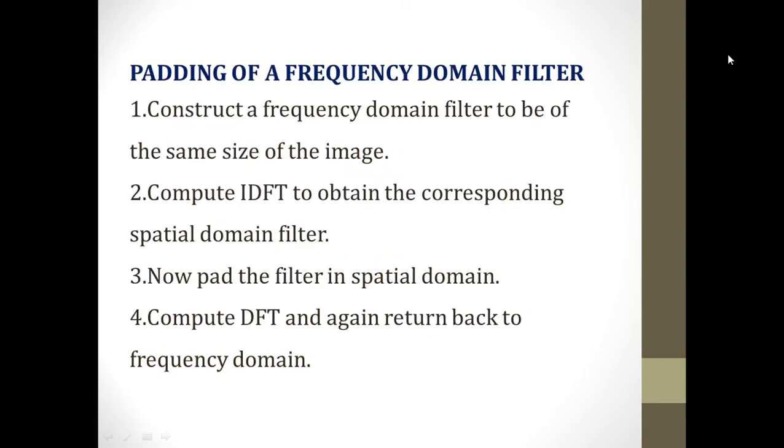Now let us see how padding is done in frequency domain. Firstly, construct a frequency domain filter as the same size of the image. After that, compute the inverse discrete Fourier transform of the frequency domain filter to get a corresponding spatial domain filter. Now pad the spatial domain filter and then convert it back into frequency domain by computing the discrete Fourier transform.